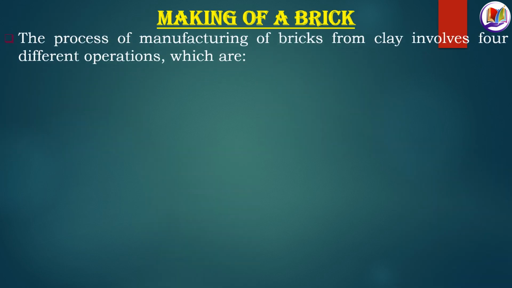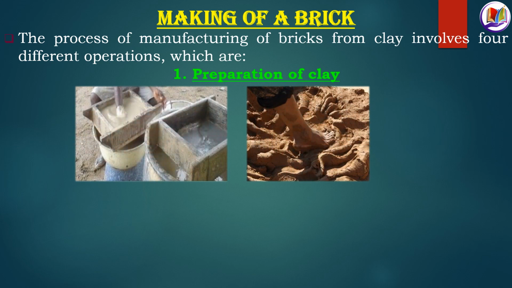The process of manufacturing of bricks from clay involves 4 different operations, which are: first, preparation of clay. For this, the soil is dug up. All the waste like small pieces of stones, leaves, all the impurities are removed, and then it is ground to make a fine powder. To this powder, water is added to form a dough. You can see the person kneading the clay with the feet.